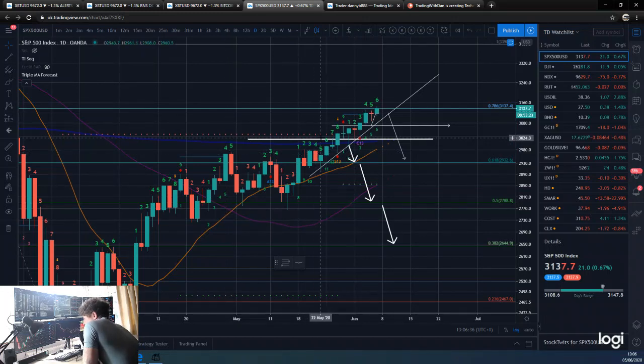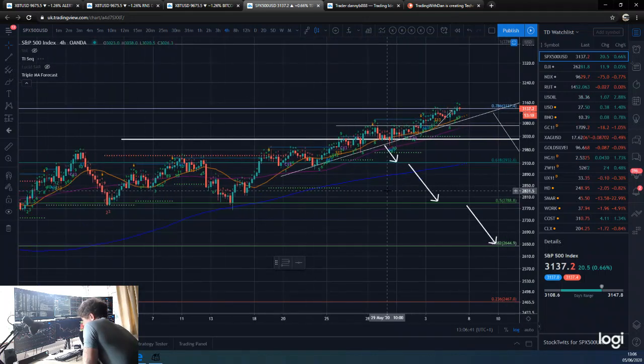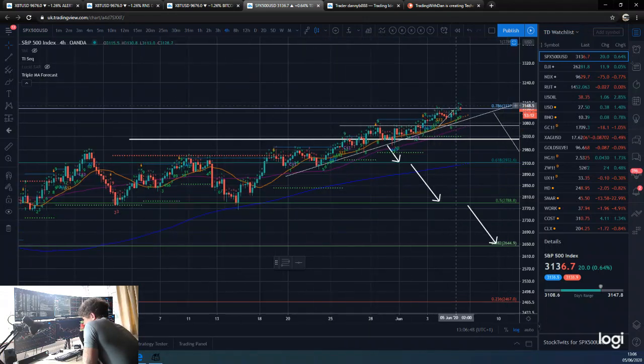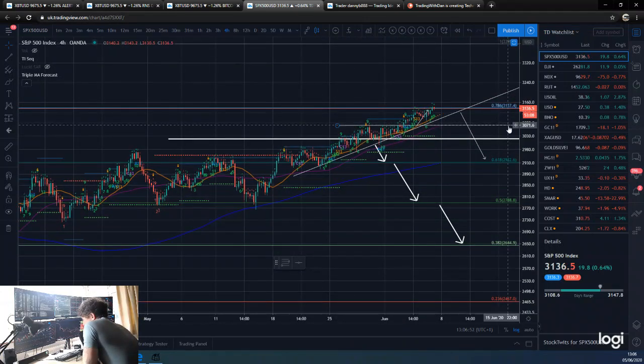From the breakout of, well, what it actually was, a 4-hour 9 we were looking at, just around here, breaking above that level. Here we were looking at a move up to the 786, which we pretty much got now. So now it's a case of what we're going to do from here.